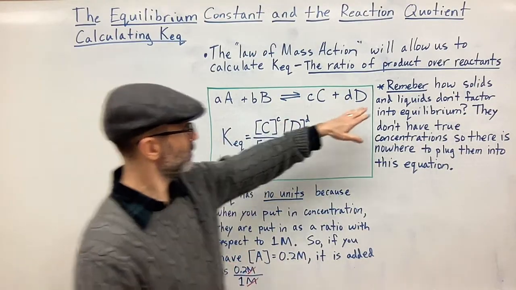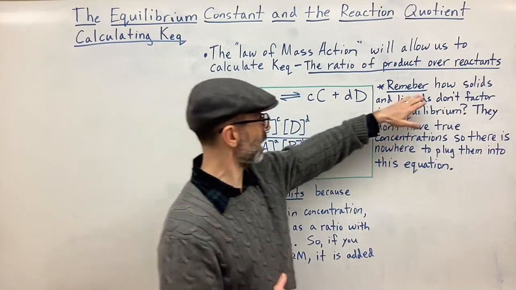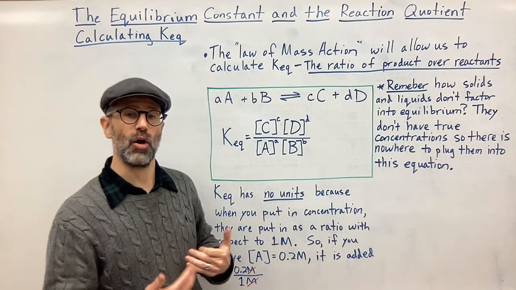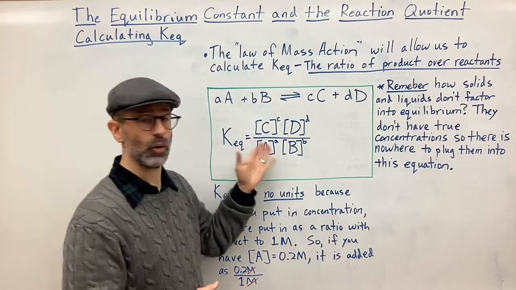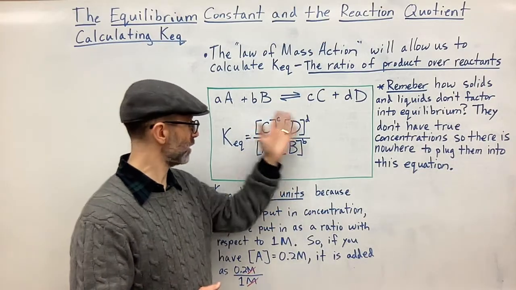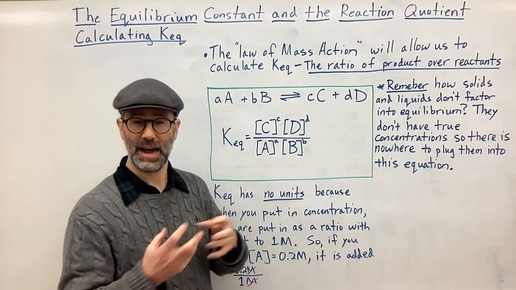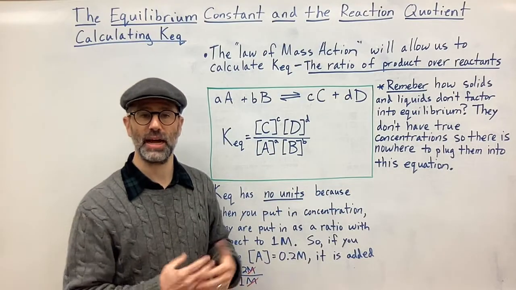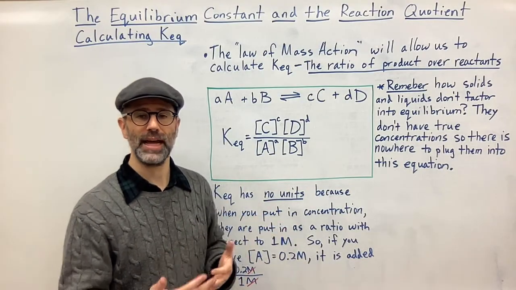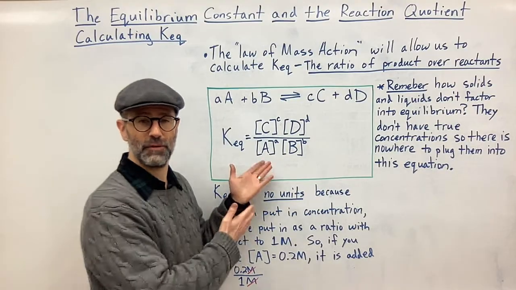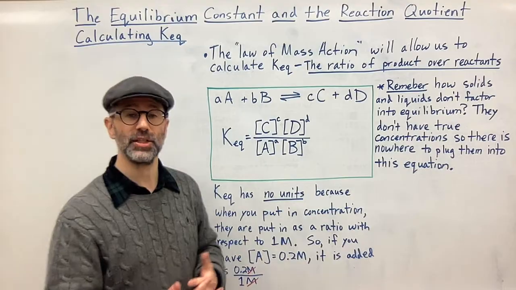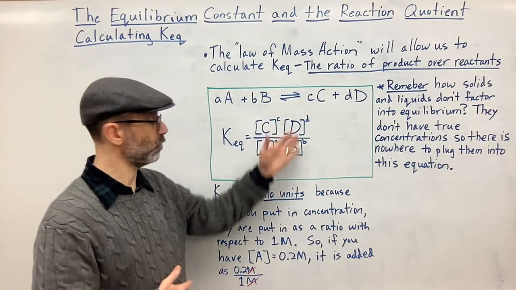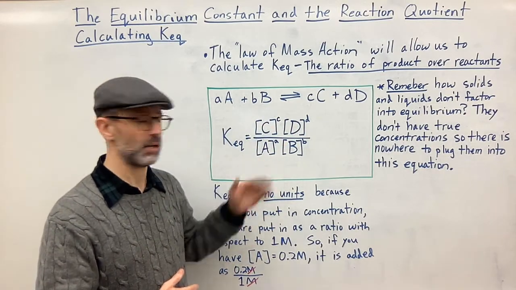One thing to remember from the previous video is that solids and liquids don't factor into the equilibrium, and that is because they don't really have a concentration that's going to go into this equation. This equation has concentrations. Gases can have a sort of concentration to them, so we could fit gases in there. And of course, things that are aqueous are going to have concentrations. But solids and liquids don't really have a concentration that we can fit into this formula. Or if they do have a concentration, it really is constant. So we don't really have a change in here, so it's not going to be added.